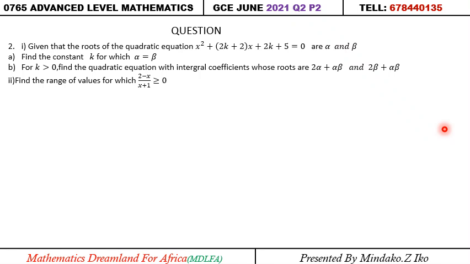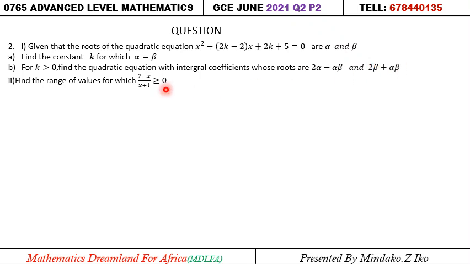Given that the roots of the quadratic equation x squared plus (2k plus 2)x plus (2k plus 5) equal to 0 are alpha and beta. Part A says find the constant k for which alpha equals beta, and part B says for k greater than 0, find a quadratic equation with integral coefficients whose roots are 2 alpha plus alpha beta and 2 beta plus alpha beta.